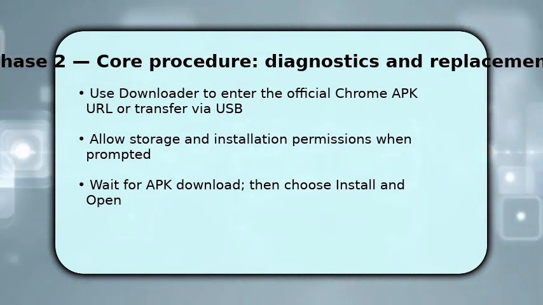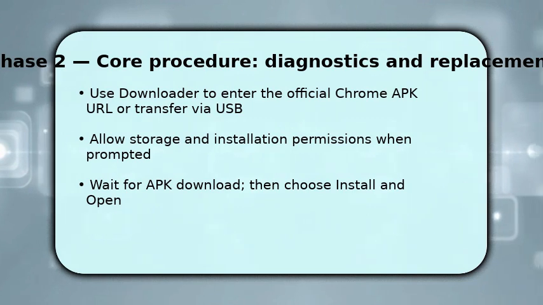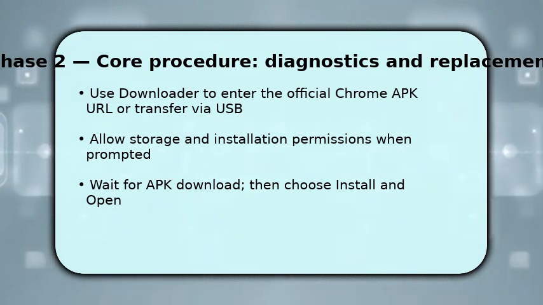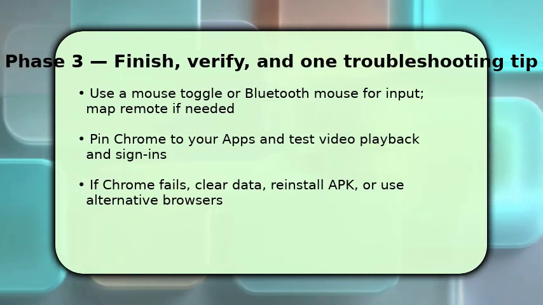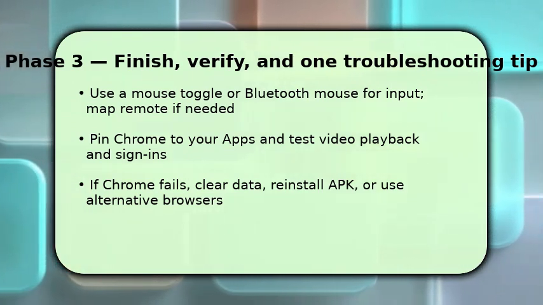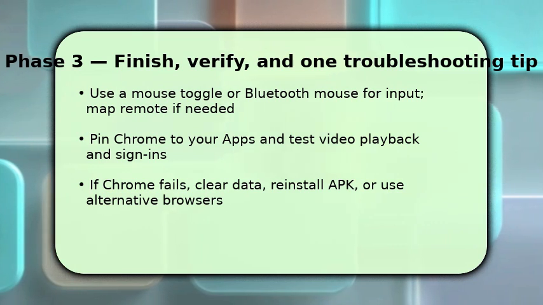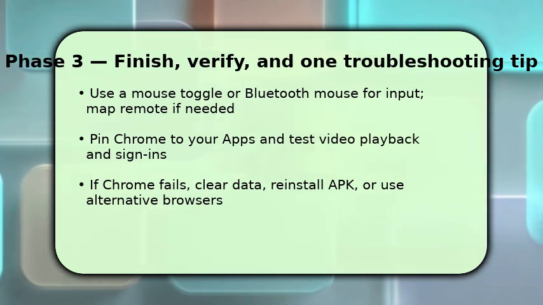You'll next move to adapt Chrome to Firestick controls and pin it for easy access. Open Chrome and pair a Bluetooth mouse or use a mouse toggle app so you can navigate. The Fire TV remote doesn't fully emulate a touchscreen, which is why this step matters.